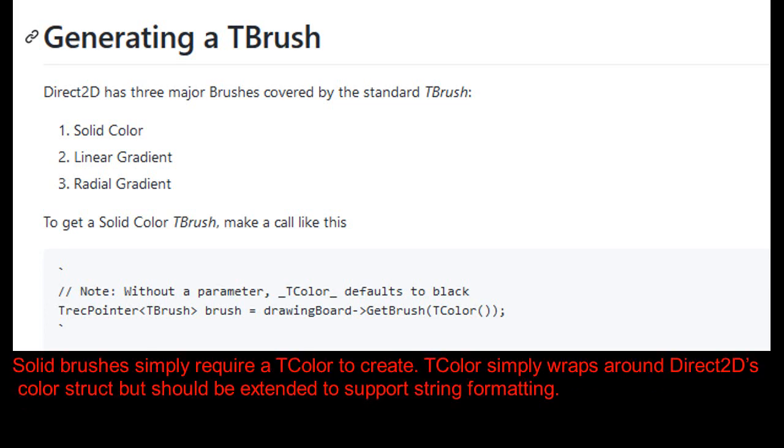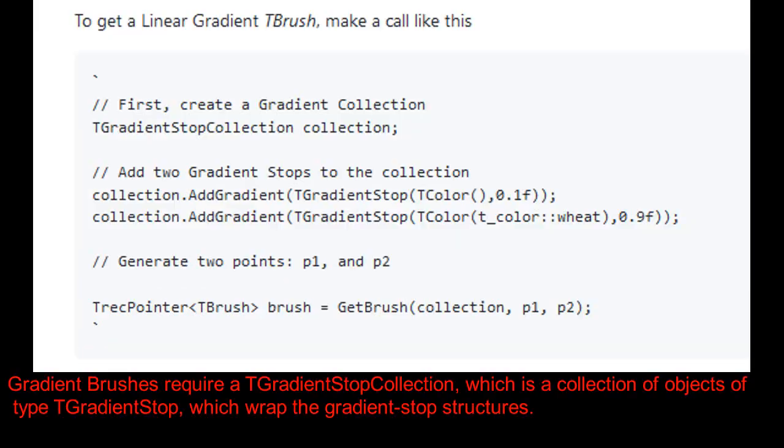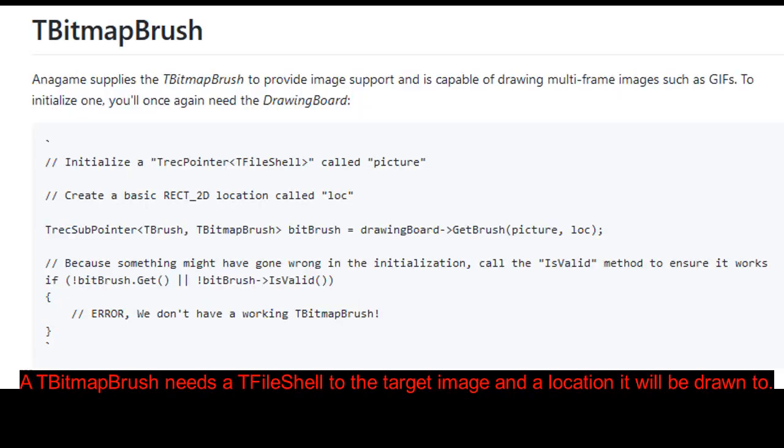Solid brushes simply require a T-color to create. T-color simply wraps around Direct2D's color struct, but should be extended to support string formatting. Gradient brushes require a T-gradient stop collection, which is a collection of objects of type T-gradient stop, which wrap the gradient stop structures. A T-bitmap brush needs a T-file shell to the target image, and a location it will be drawn to.